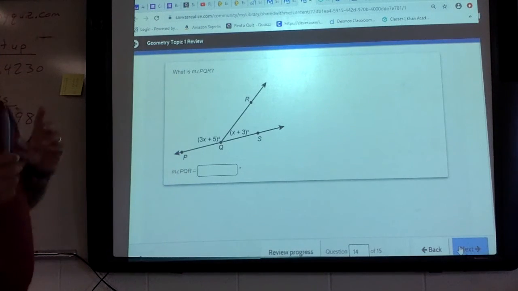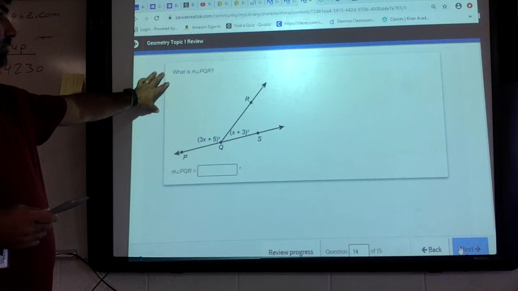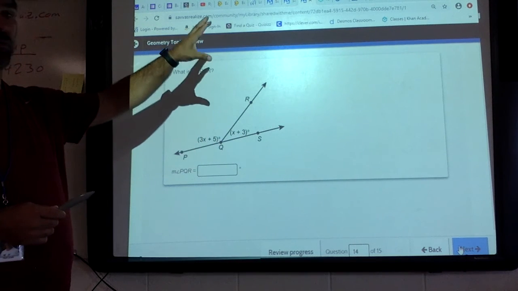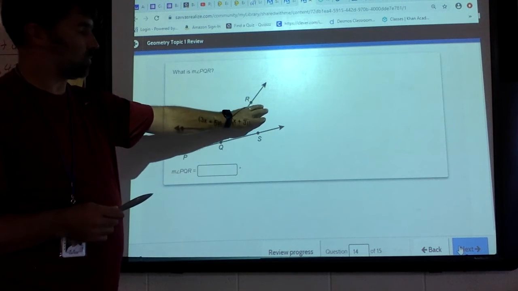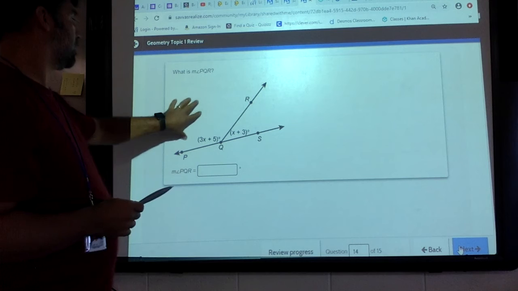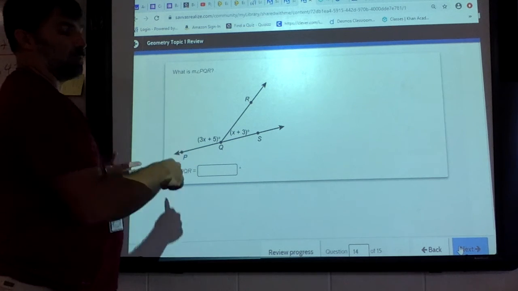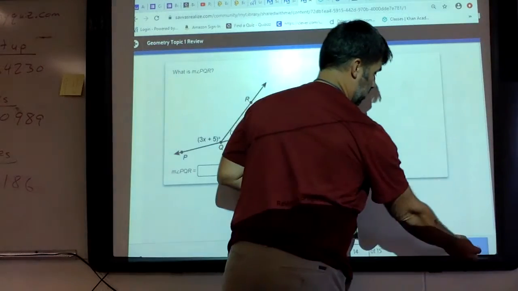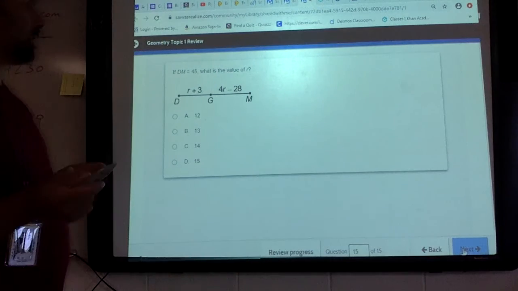Okay, the next one, same idea, right? We just worked this one. Same x plus 3, same 3x plus 5. We got the x. If you remember, this was 46 degrees. 180 minus that 46 got us this one, which is 134. Okay, so if you need to rewind and look at that again, then do that. All right, last one on the review.